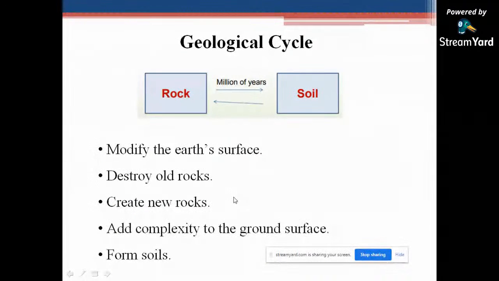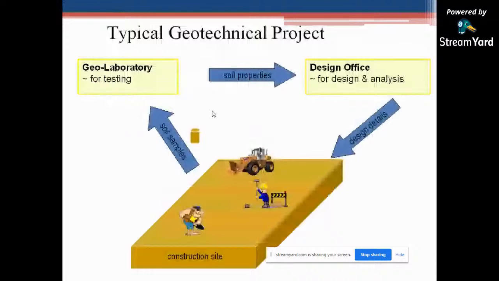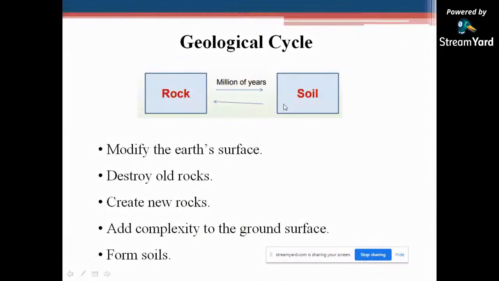So what is the geological cycle? In geology, you have already studied what is geological cycle. So first is your parent rock. When millions of years happen, parent rock disintegrates, and when parent rock disintegrates, it becomes soil. Again, the deposits of soil are there, and again the parent rock is made. So this is the cycle. Rock, millions of years it will become soil. Again, millions of years it will become rock. So this is geological cycle.